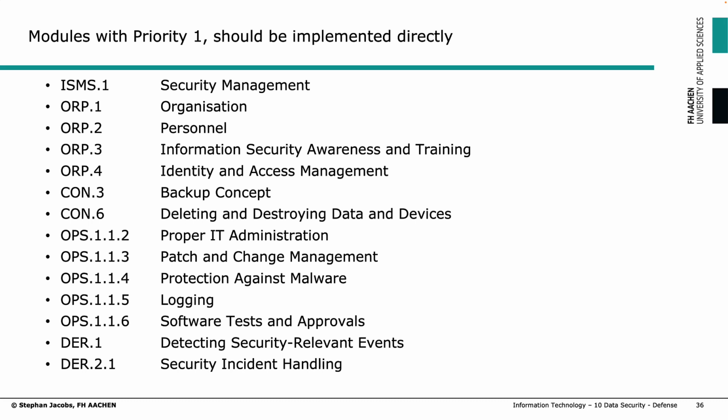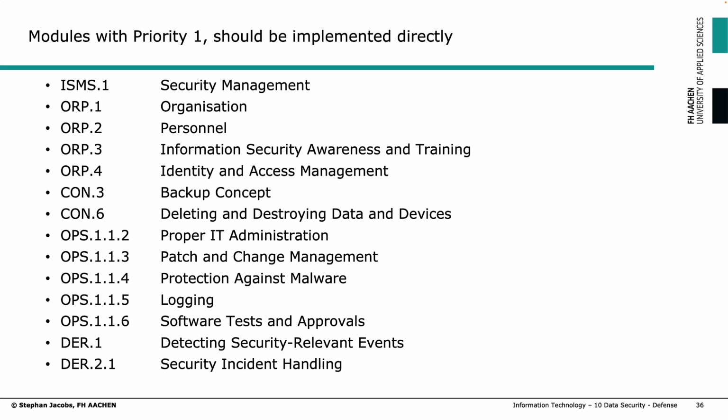You see there is some on operations. One is about proper IT administration, some about patch and change management, simply to have the latest versions, which are usually the most secure ones. Then you have protection means against malware, for example, a virus scanner. You have logging, simply to document what has happened. And finally, you have software tests and approvals. So if there is a new version available, then it should be tested and checked if it works fine, if there is no new data security issue in there.